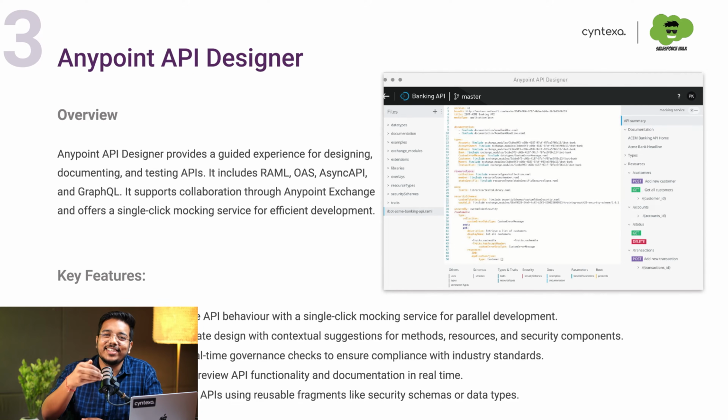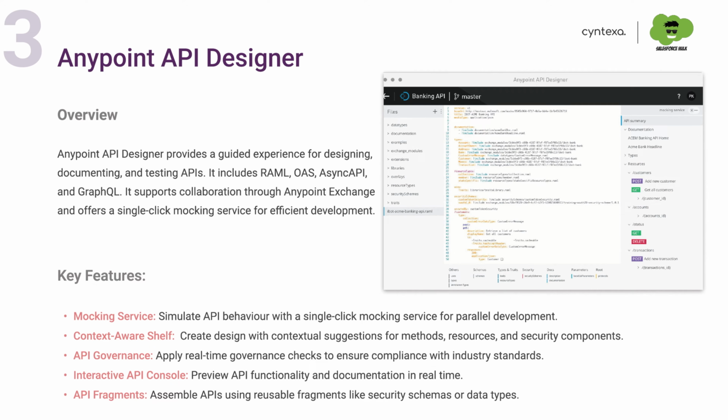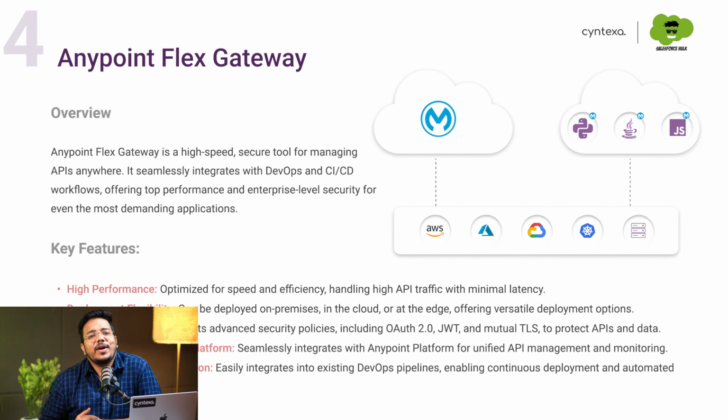Then we have mock service. So basically, when you have written it, you simply click on a button and it verifies whether it is giving us the same response as you have mentioned in your API specification. So you have that capability. Then we have API governance and API fragments as well. You can define an API resource, like this is how a contact would look, and you can use it again and again in different places using API fragments. So we can use that, and it is a very core thing when it comes down to designing your APIs inside MuleSoft. Then we have Anypoint Flex Gateway. So Anypoint Flex Gateway.